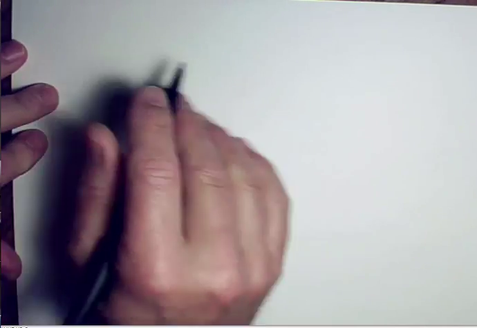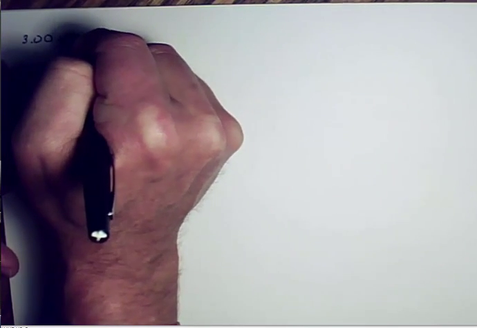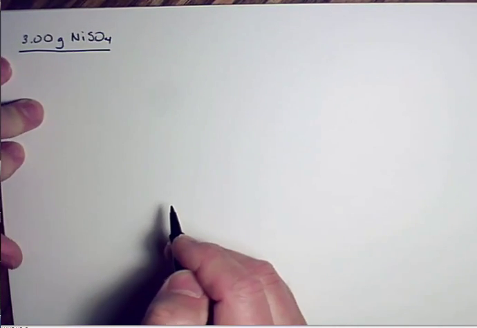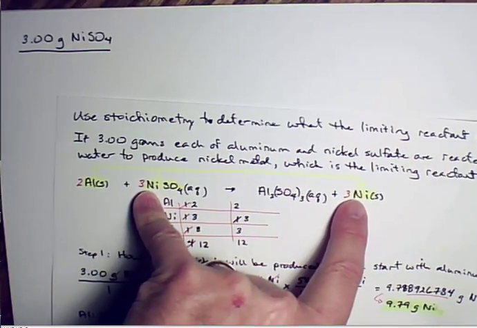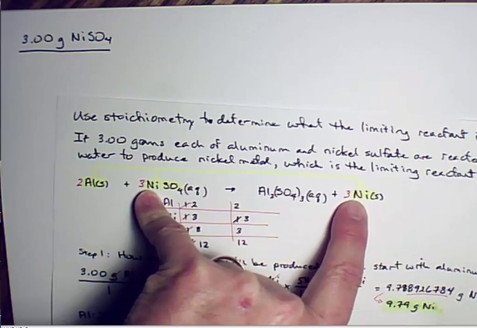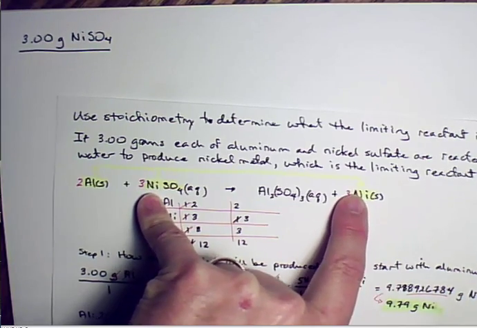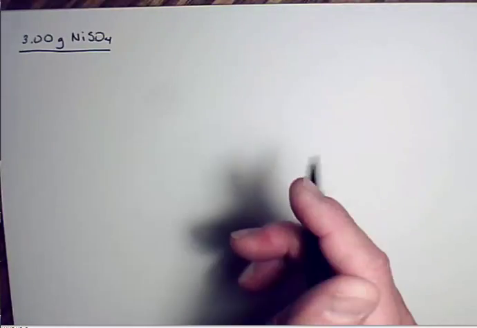Alright, we're going to start with nickel sulfate because that seems to be what everybody's asking for. So step one is to start with one of the two chemicals, and there's 3 grams of both, and we're going to start with nickel sulfate. And we have to find out how much nickel is going to be produced. So in our balanced equation, we're going to go from nickel sulfate to the nickel here.